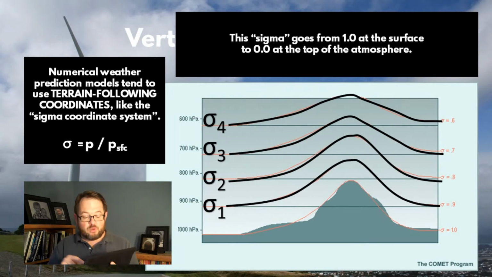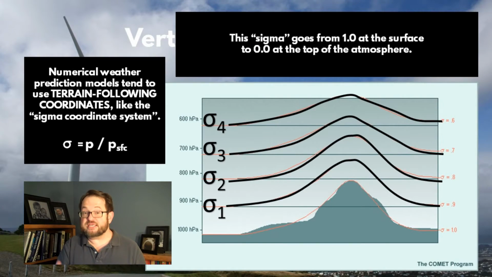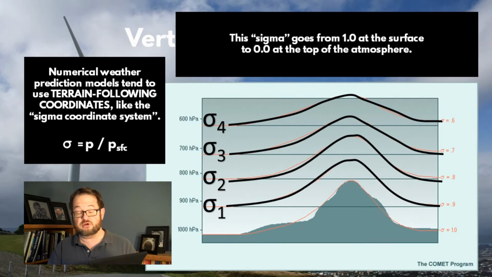That means that everywhere along that black line labeled sigma 1, the pressure is 90% of the pressure it is at the surface. Or sigma equals 0.7, that is the place where the pressure is 7/10 or 70% as high as it is at the surface. And you could even have a sigma surface at 1.0. Well, that would be the pressure is the same as the pressure of the surface. That would be the surface itself.